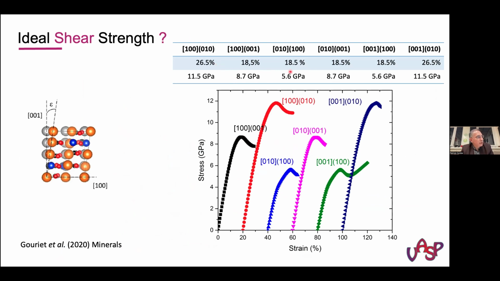You see that the strains, I'm speaking in terms of strains to compare with the measurements, are here, like a lot of them are 18%.